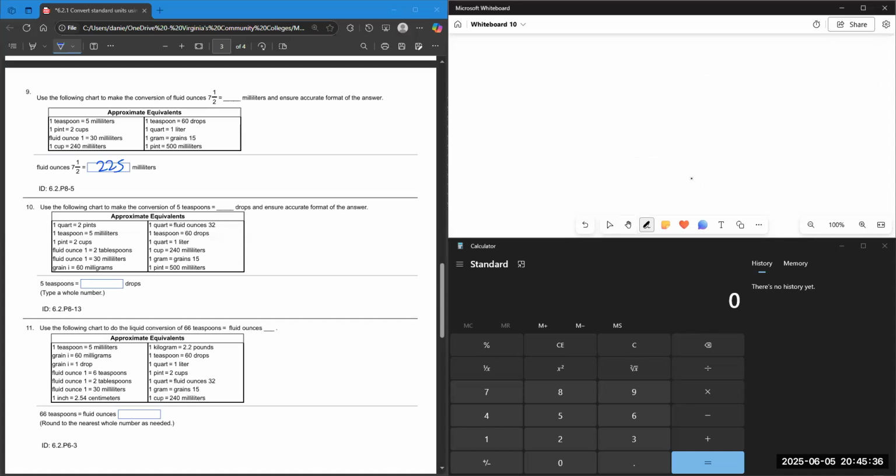Five teaspoons, 2 drops, where 1 teaspoon is 60 drops. Teaspoons cancel, and I have 300 drops.